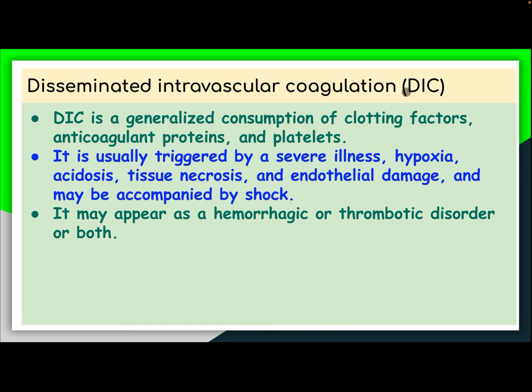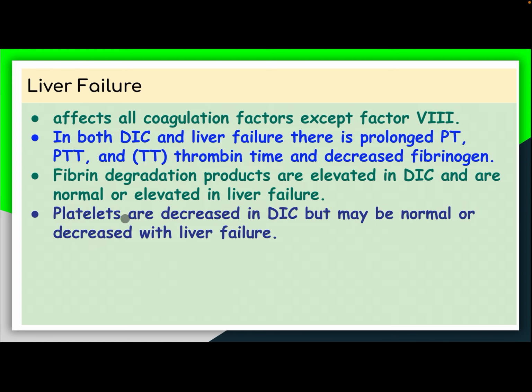Disseminated intravascular coagulation, DIC, is a generalized consumption of clotting factors, anticoagulant proteins, and platelets. It is usually triggered by severe illness, hypoxia, acidosis, tissue necrosis, and endothelial damage, and may be accompanied by shock. It may appear as a hemorrhagic or thrombotic disorder or both.